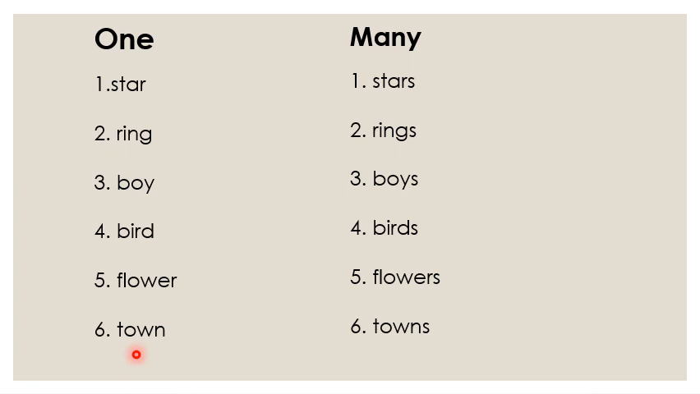Town, T-O-W-N, town. One town. If it is more than one, we add S to the end of the word. So T-O-W-N-S, towns. So many towns. One town, many towns. So understood how we write one to many. I hope you had understood one and many.